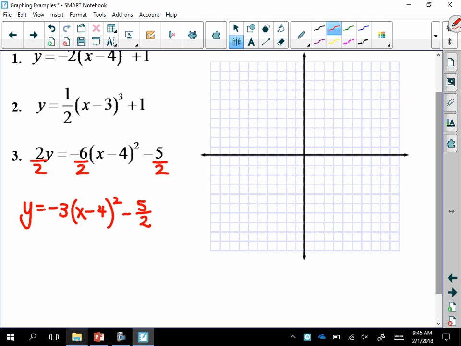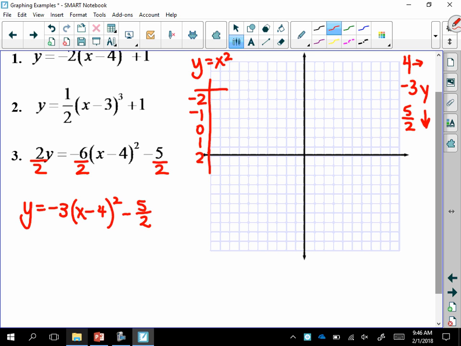So tell me everything that we're doing to this parent function. 4 to the right. Multiply y by negative 3. And then moving 5 halves down. That's 2.5, right? What's our parent function? Yeah, y equals x squared. And hopefully we know some points on that. We use these same points that we've been using.